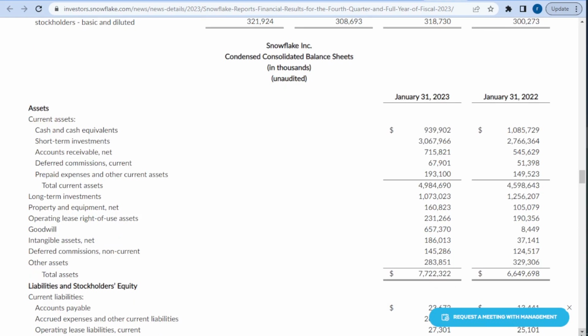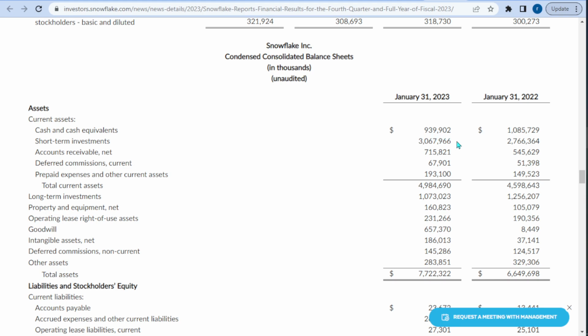All right, so we're going to go ahead and look at their assets too. How strapped are they for cash? So if we're looking at cash and cash equivalents, right here they have about $939 million. So about $940 million right here. In the prior year, same quarter, they had a little bit over $1 billion. Now, short-term investments, this number has gone up. So that's probably why they have more interest income, because this number is going up right here.